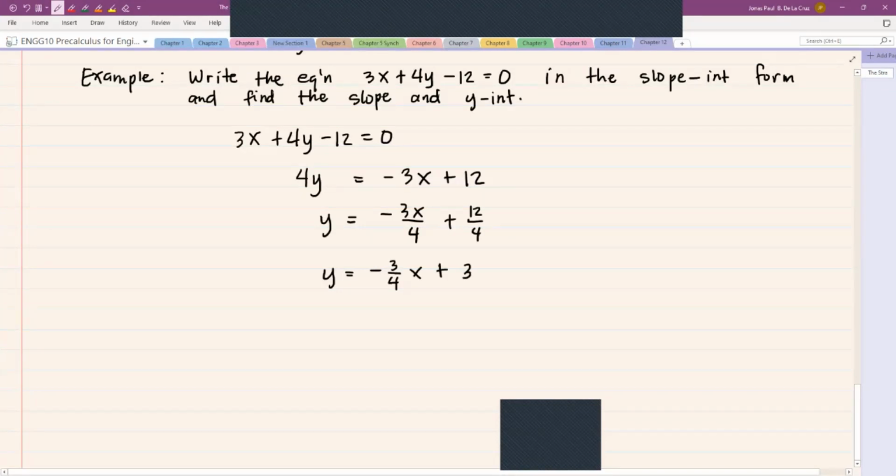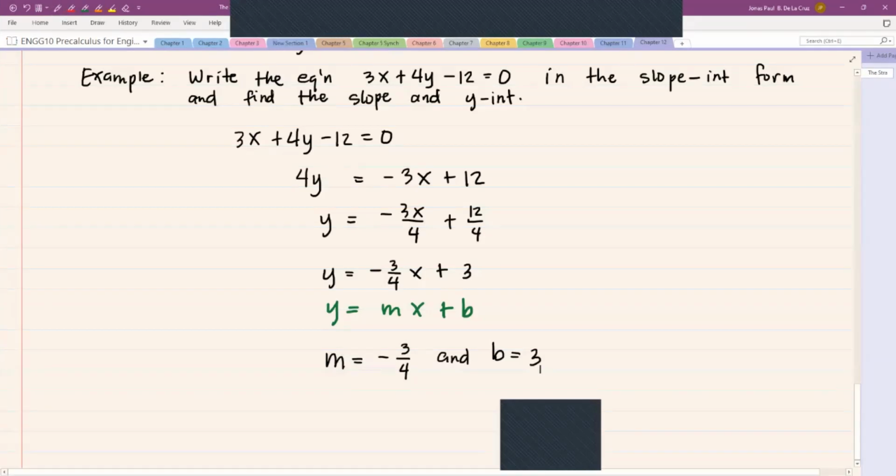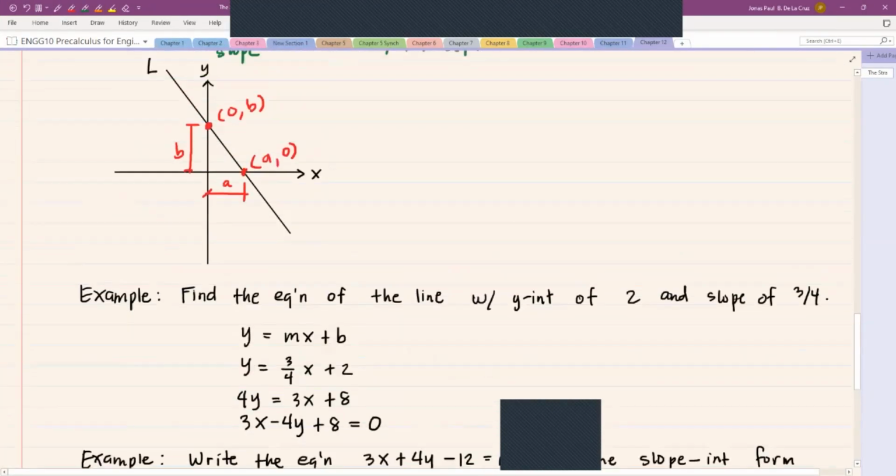Okay, nasa y is equal to mx plus b na tayo dito, no? So i-pattern lang natin. So ang m natin dito, m is equal to negative 3/4 and b is equal to 3. Yan. So na-identify na natin yung slope and y-intercept. The slope is negative 3/4. The y-intercept is 3. Okay, so that's the slope-intercept form of the line.